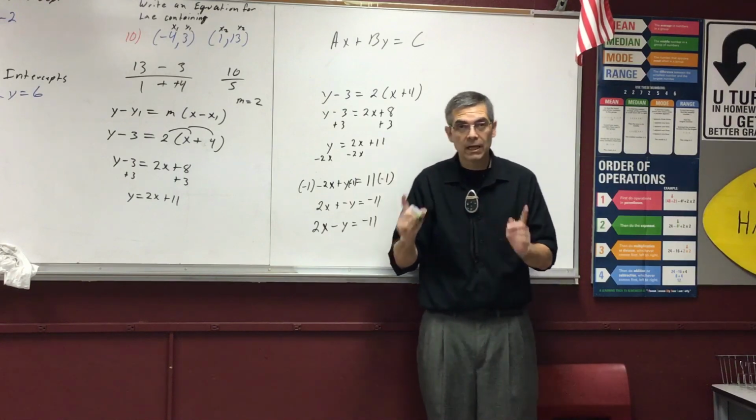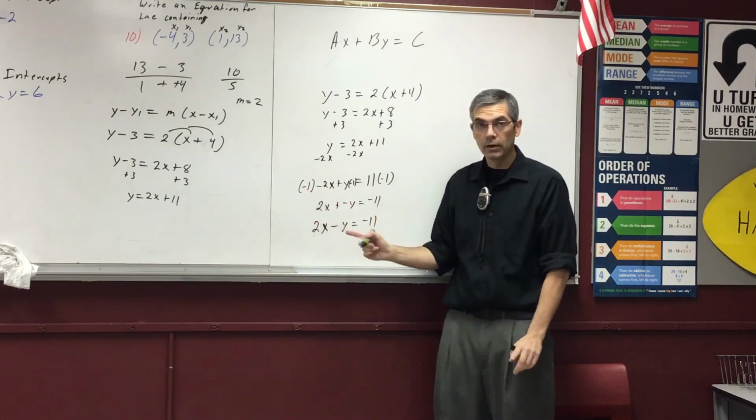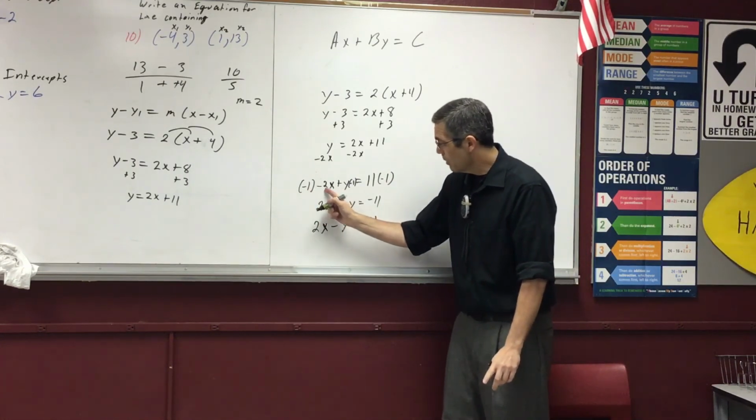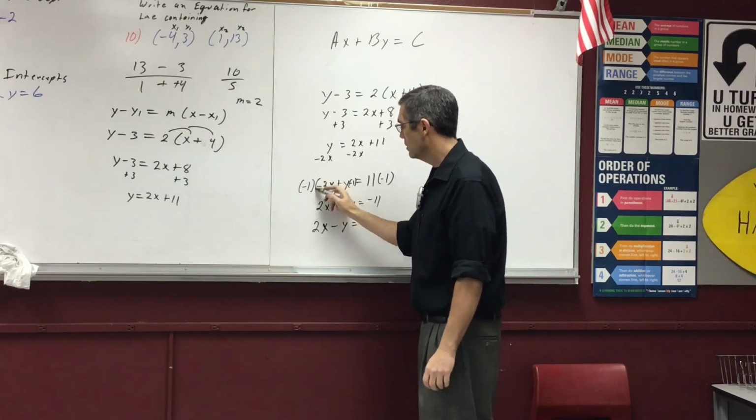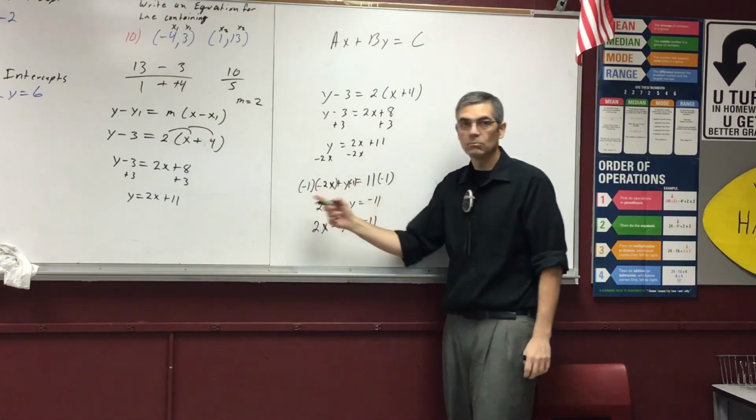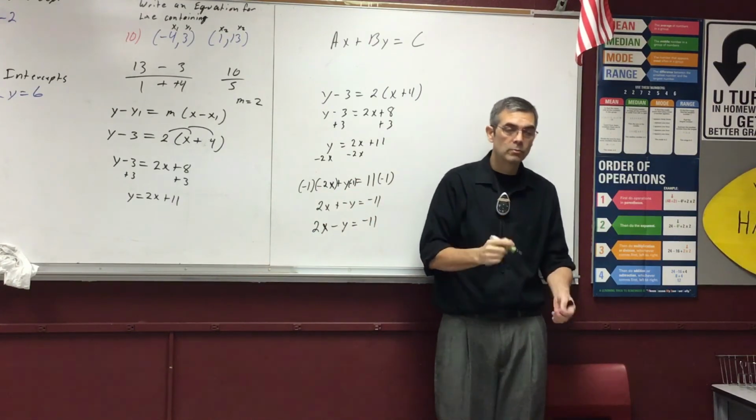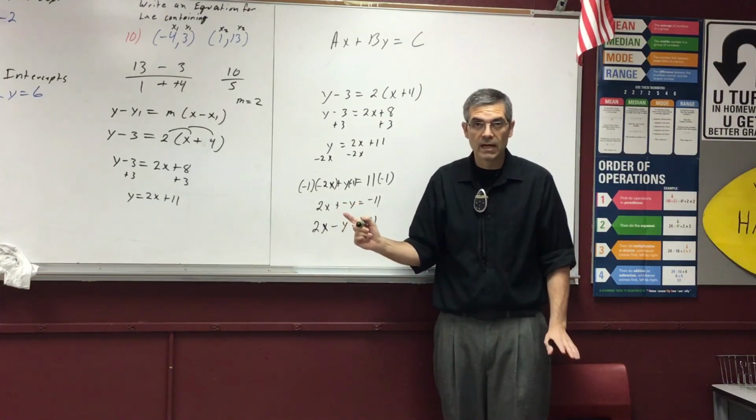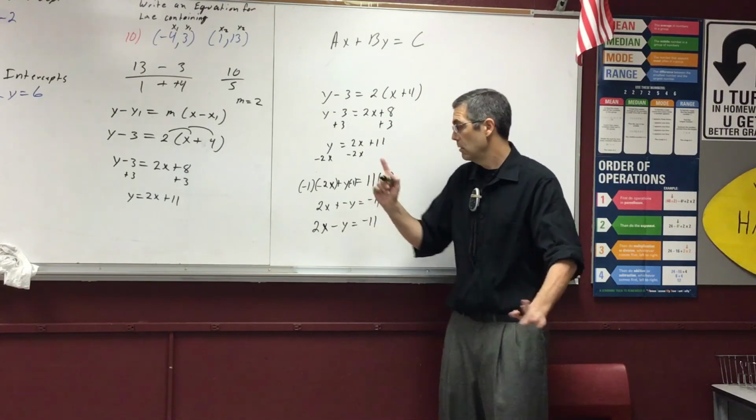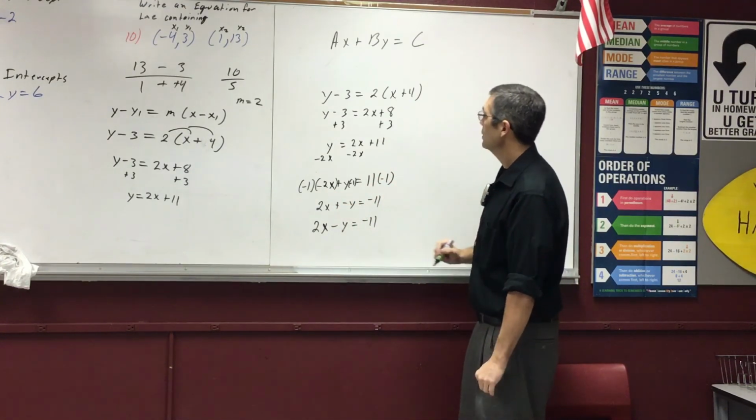Now, the only reason that I multiplied through by this negative 1 is because this number right here was negative. I'm going to put this in parentheses so that you can see that that's multiplication. The only reason I did that was because this was negative. If this had been positive, I would not have done that. So understand that, and there it is.